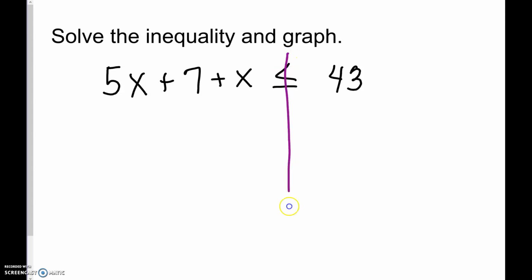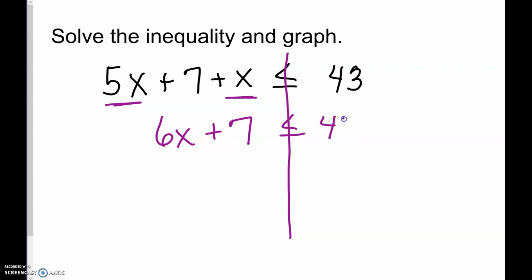Jumping around on me today. All right, here we've got a couple x's, an x here and an x here, and they are on the same side. So I'm just going to combine like terms. That says 5x plus x, and remember, there's a 1 in front of the other one. So we have 6x plus 7. And just leave the symbol the same.